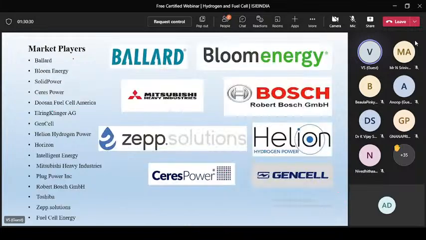Now these are some market players responsible for the production of fuel cells, like Ballard, Bloom Energy, Solid Power, Ceres Power, Chen Cell, Horizon, Intelligent Energy, Mitsubishi, Robert Bosch, Toshiba, Fuel Cell Energy, and Toyota. These companies are the leading fuel cell and hydrogen manufacturers, developing the fuel cell technology.